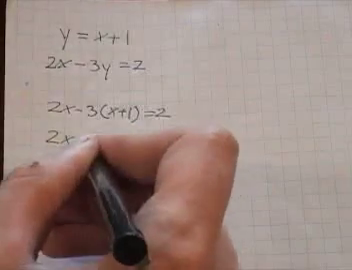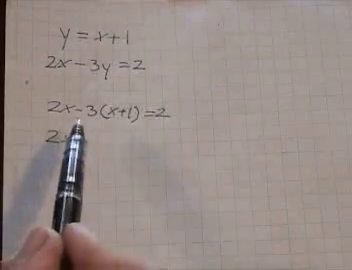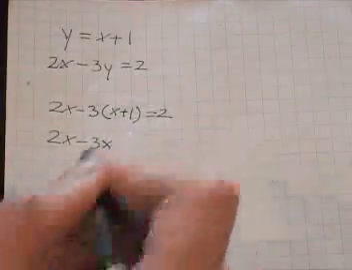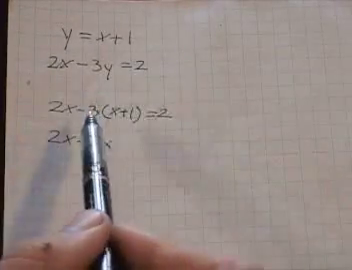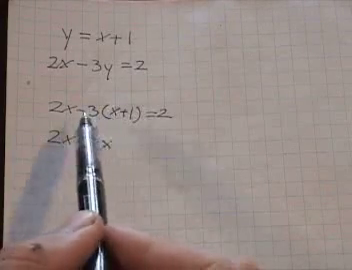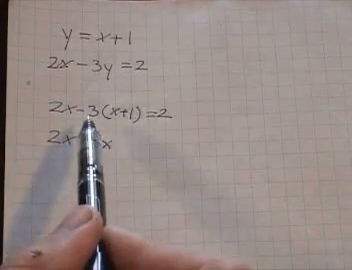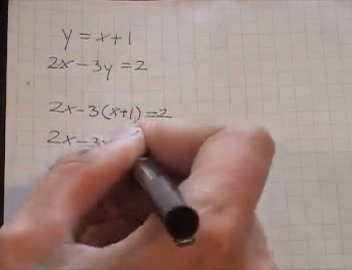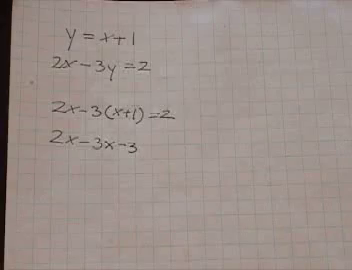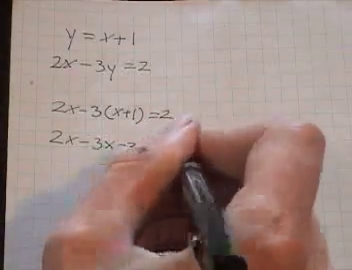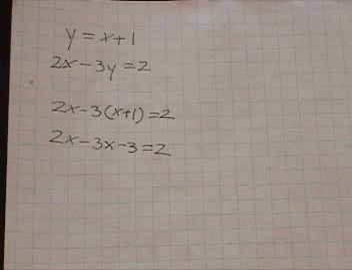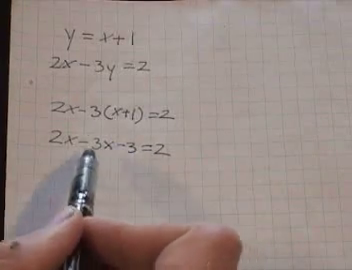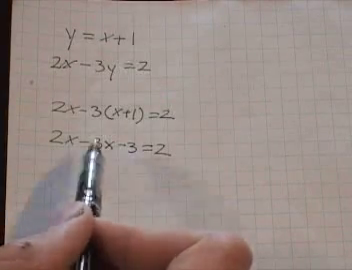So rewrite it. 2x minus 3 times x is negative 3x, or I should say negative 3 times positive x is negative 3x. Negative 3 times positive 1 is negative 3. So we distributed it out, and then finish the equation. That equals 2. Now we have something that's a little bit easier. We can, as you see, these are like terms. We can add those together.